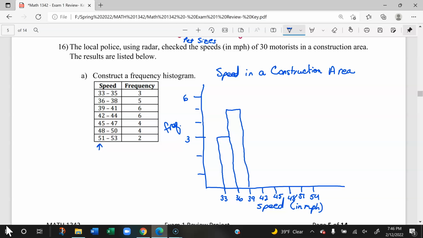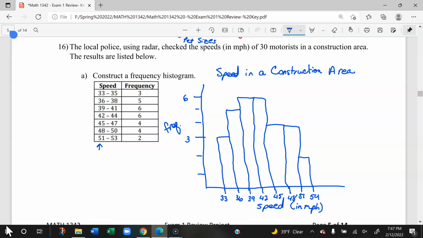And then we're going to go to 5, and then we're going to go up to 6, and then we're going to go up to 6 again. And if I could draw straight lines, and then we're going to go to 4, and we're going to go to 4, and then we're going to go to 2. And so this is a histogram. Again, remember that the bars are going to touch, and we're going to go from lower limit to lower limit.